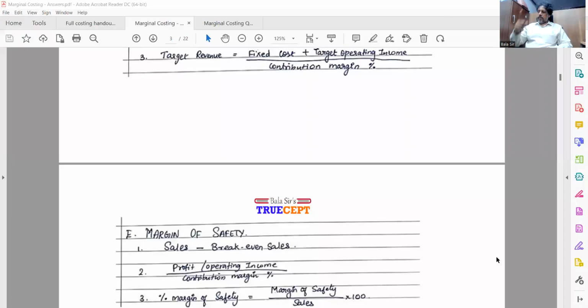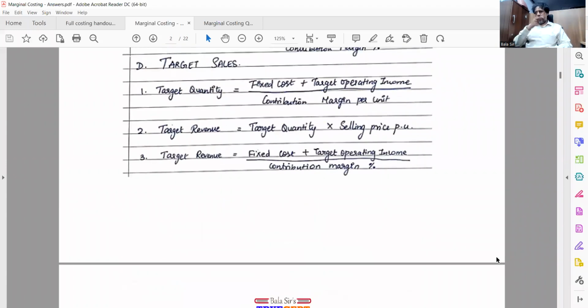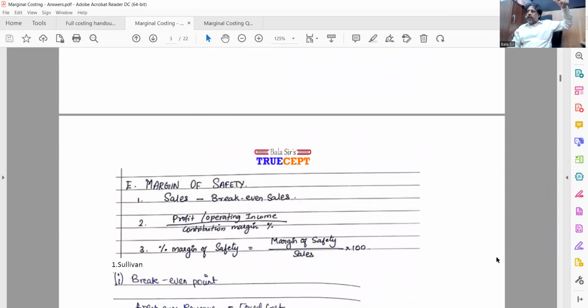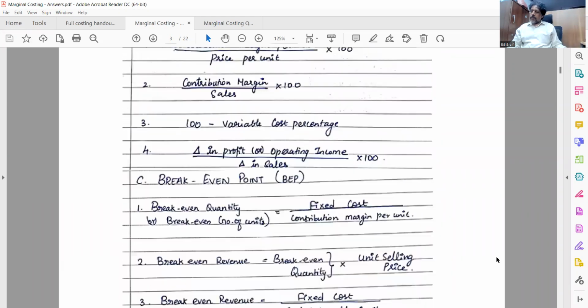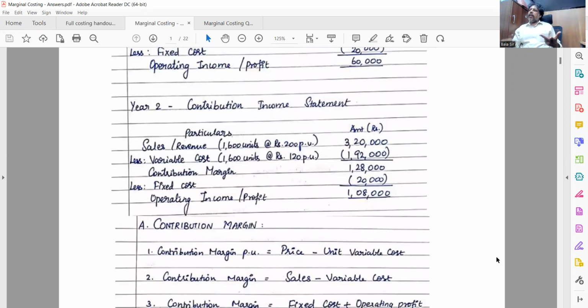Now listen to me, guys. Before I start with point E, something called the margin of safety, let me tell you what it is. For example, you take year 2. Can I have the year 2 statement on the screen, Mark? Now, what is the profit made by the company? 1,08,000 profit made by the company. People ask me, sir, why not year 1? I can take year 1 also, no problem. But I've taken year 2. So let us say 1,08,000 is the profit made by the company in year 2.